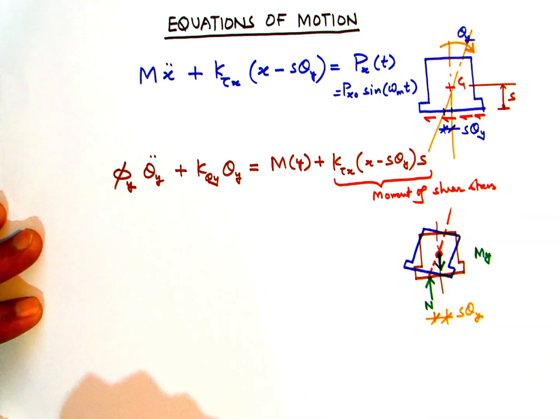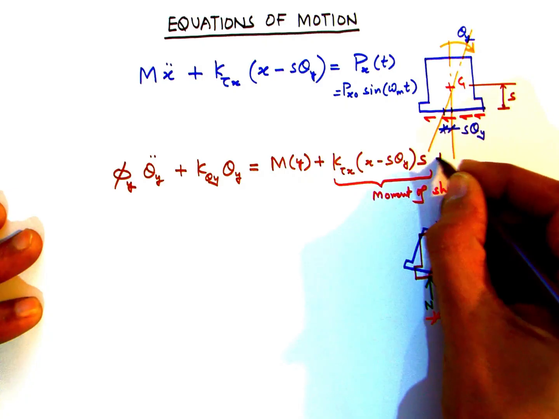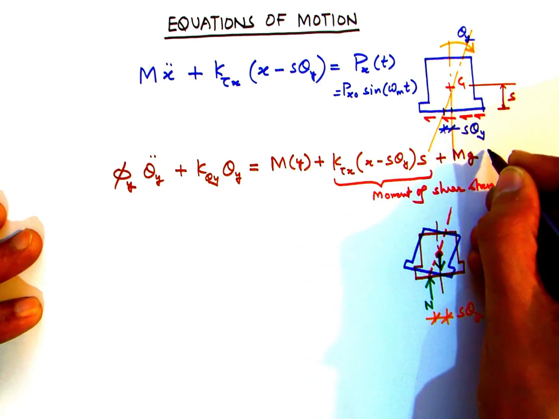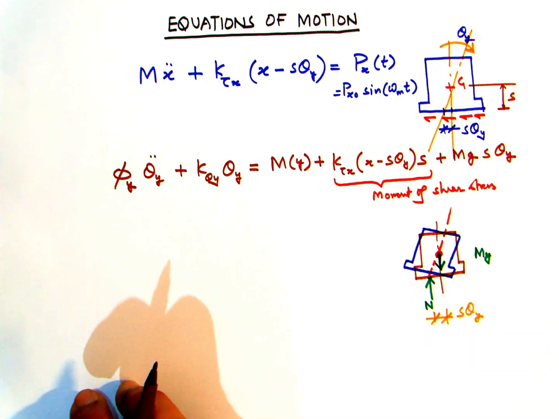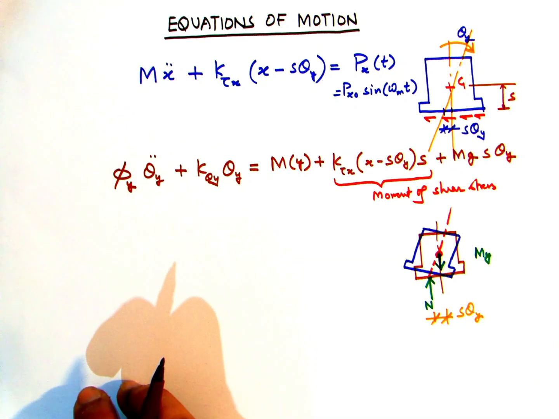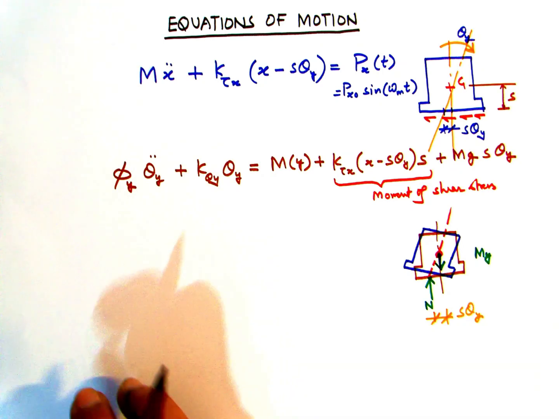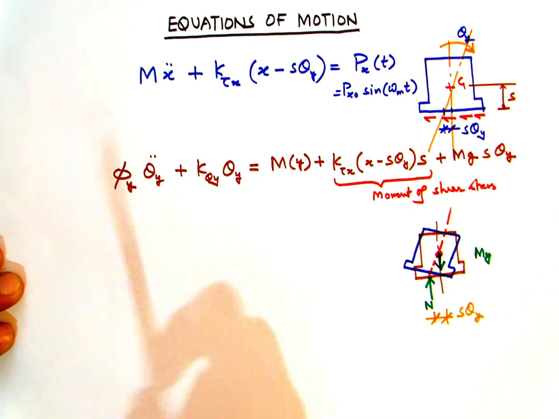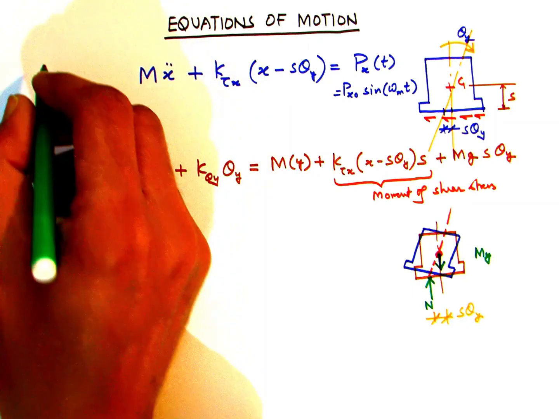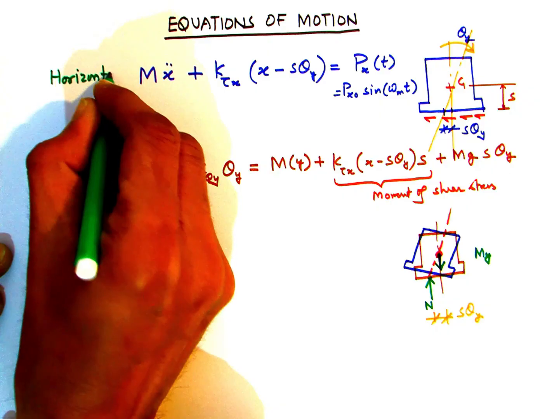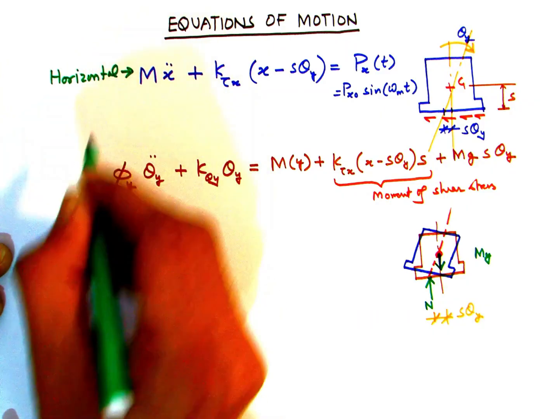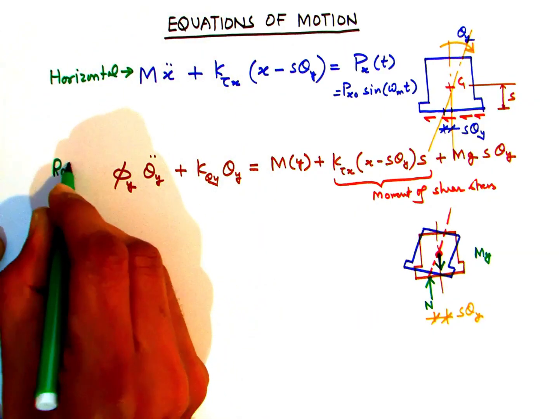it's the tangent of the angle formed by theta y, and assuming that theta y is small, the tangent is taken to be numerically the same value as the angular displacement theta y. So this term also needs to be added, so that's the last term. Mg is the weight and s theta y is the separation between the normal reaction and the weight.